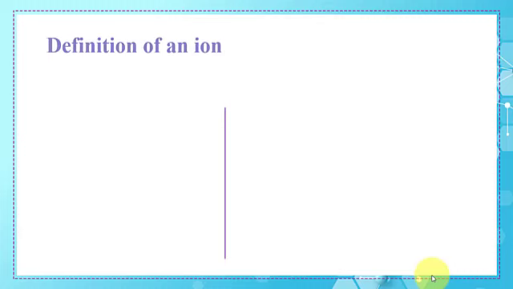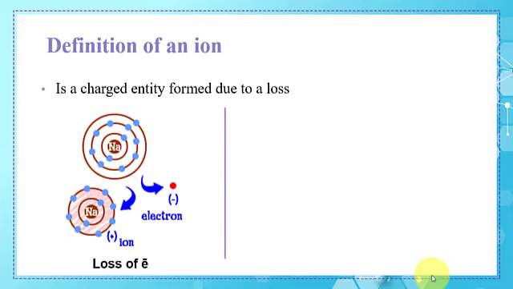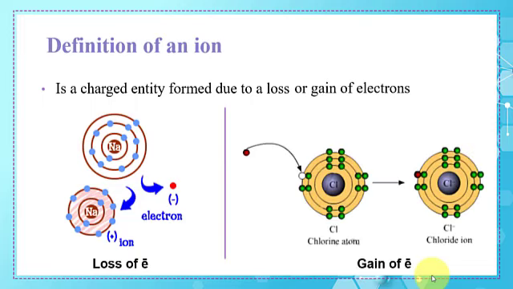So after watching the video, we can infer that the definition of an ion is a charged entity formed due to a loss, like the one shown in the figure, or a gain of electrons. So here we have loss of electrons, Na changes into Na+, and when we have gain of electrons, Cl changes into Cl- ion.